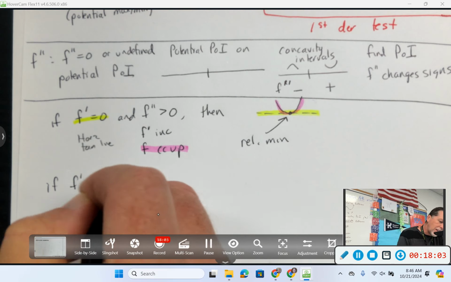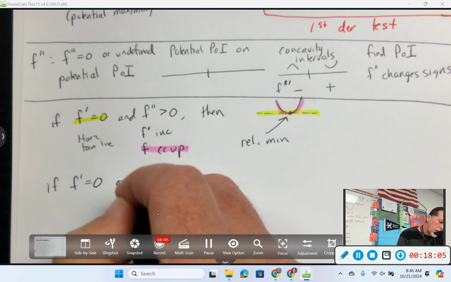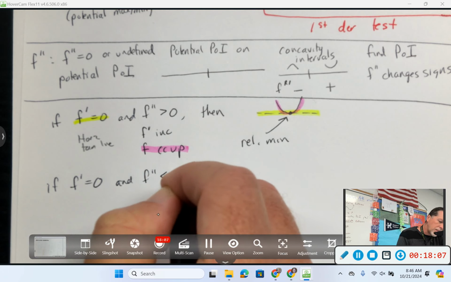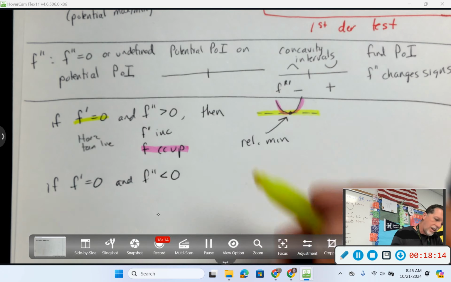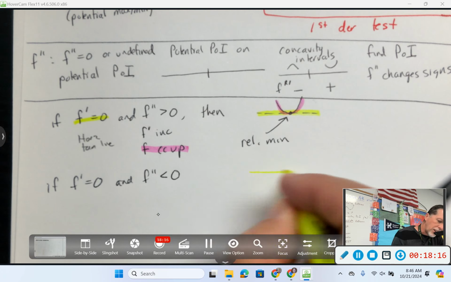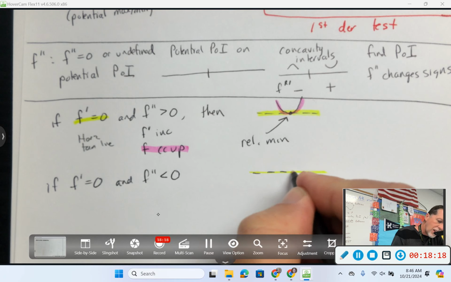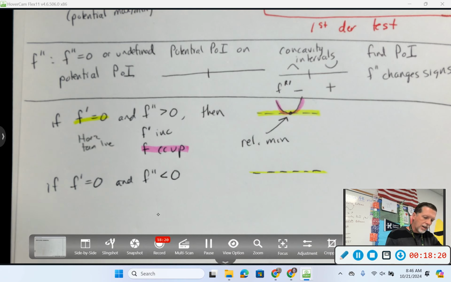The other ones are like it. If f prime is 0 and f double prime is less than 0, you go through the same thing. We've got a horizontal tangent line, and we're concave up.